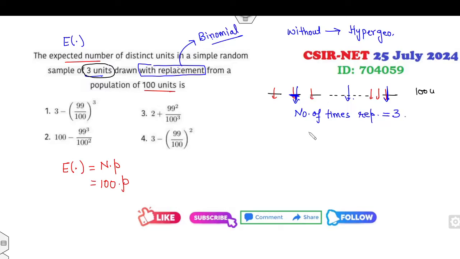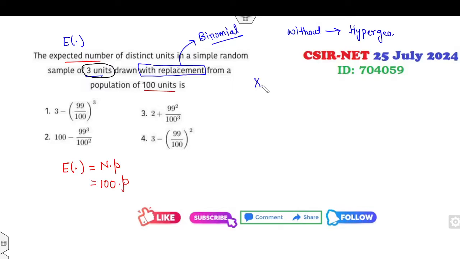Fine. Now, let me write clearly again from the upside. I can assume Xi is 1 if my ith unit is selected during the 3 draws, otherwise 0. Now the maximum number of times a unit is selected is 3.